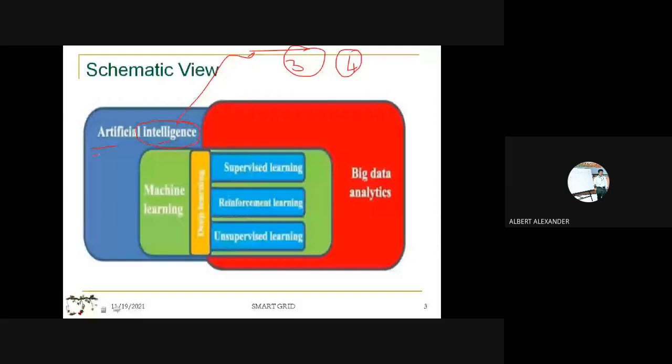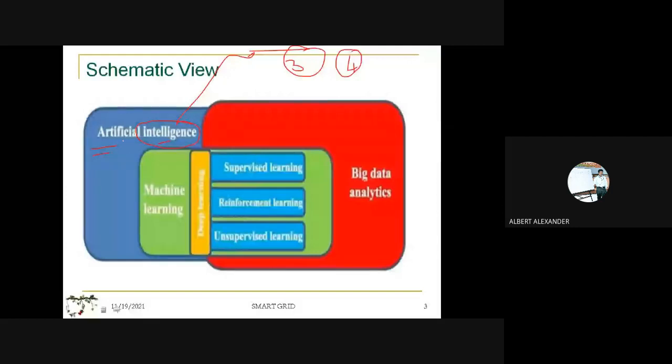So you can even work with some 3 data, or else you can work with 4 data also. But whenever you have big data, you can see that more accuracy can be achieved. Okay. So this artificial intelligence can be subordinate to machine learning.